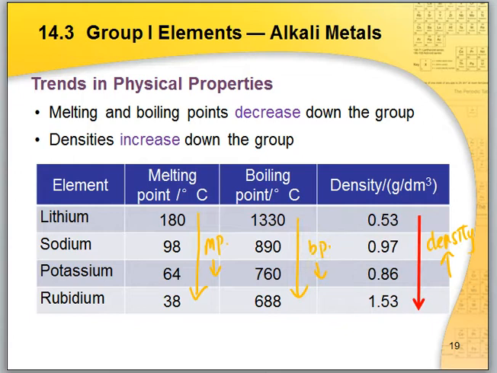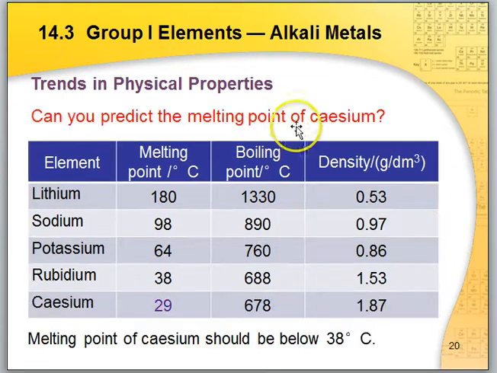Now, think about it. Actually they may ask you to predict the melting point of cesium. This number is not supposed to be here, but because I did not activate my PowerPoint, the numbers are here. In actual fact, if you predict the melting point of cesium, you realize there's a downward pattern. Melting and boiling point decreases down the group. So the number should be less than 38. Just give a figure that's below 38 and you're safe.